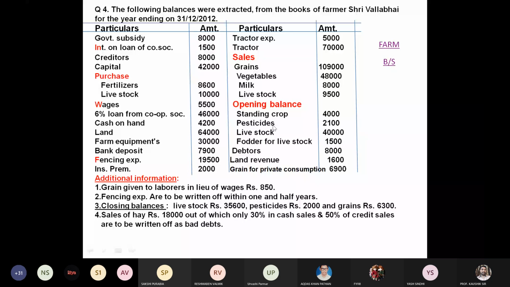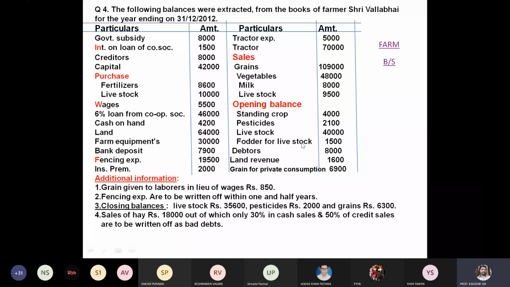Pesticide. આપણે ખેતીમાં દવા વાપરીએ છીએ, pesticide. Okay. And fodder for livestock 1,500. Livestock is written. So the standing crop, pesticide and fodder for livestock. Fodder એટલે ઘાસચારો. ઢોર ઢાખર માટે જે આપણે ઘાસચારો વાપરીએ છીએ એ ઘાસચારો, fodder for livestock.